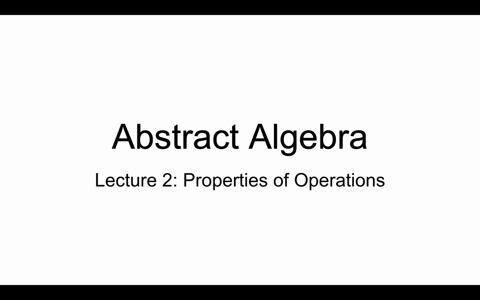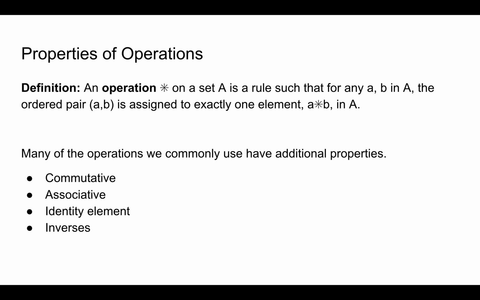This is Lecture 2 of Abstract Algebra, and this is on properties of operations. So in the last lecture, we defined an operation star on a set A to be a rule such that for any elements a and b in A, the ordered pair (a, b) is assigned to exactly one element a star b in A.